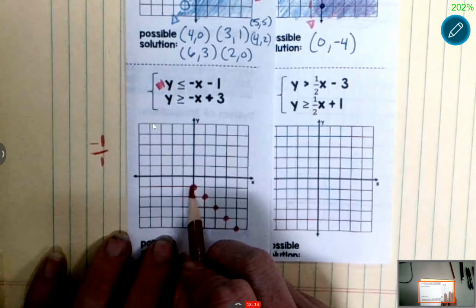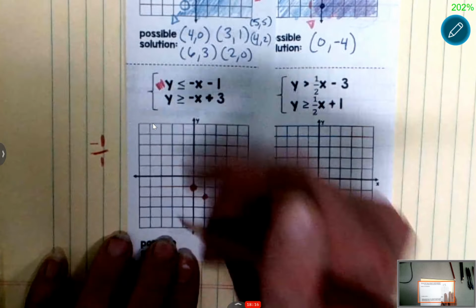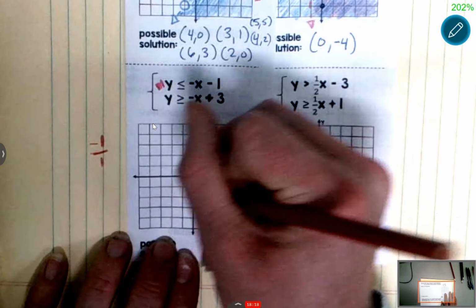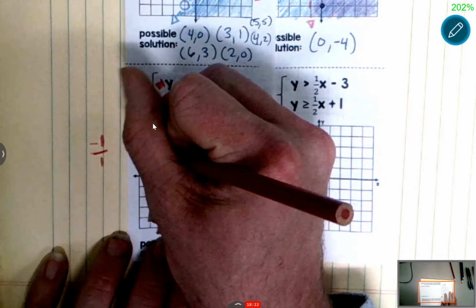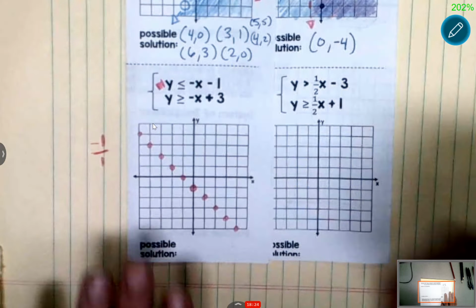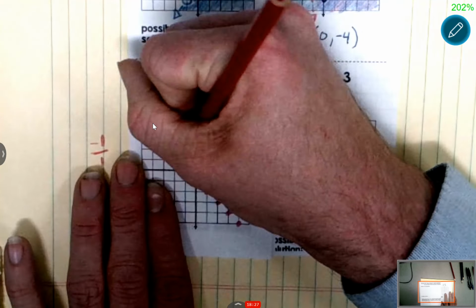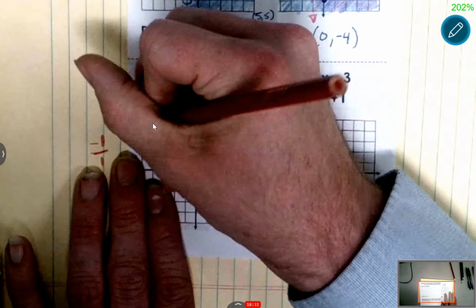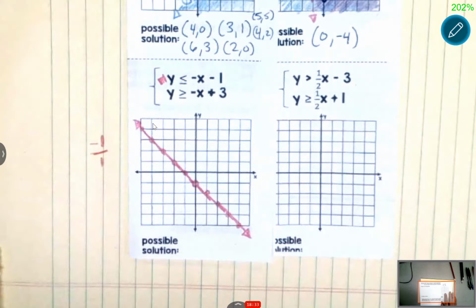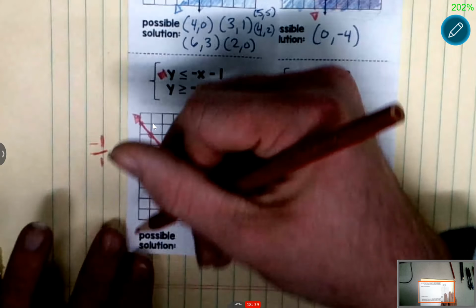I'm going to go back to the start, go up 1, left 1. I'm going to continue that pattern until I reach the end. Now I'm going to connect it with a solid line. And I see that y is less than or equal to my boundary line, so I'm going to shade below.